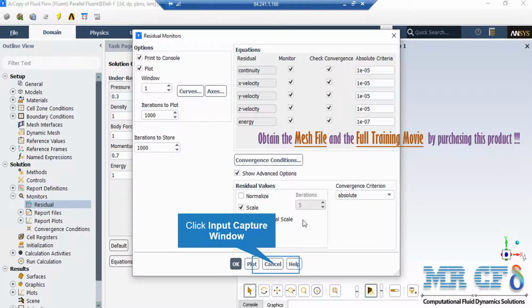After double clicking on the residuals button, a new window will appear. In the appeared window, you can see the absolute criteria for equations like continuity, x velocity, y velocity, and so on. Now, when you set the software to start the simulation, there would be error between each iteration. If that error is less than these criteria, it means that that equation has reached convergence.